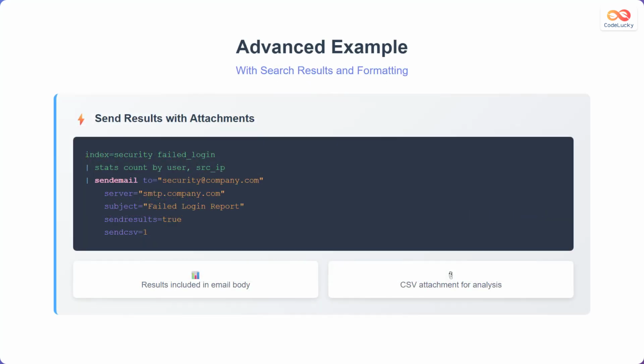Now let's look at a more advanced example that includes search results and file attachments. This search examines security logs for failed login attempts, aggregates the data by user and source IP address, then sends a comprehensive report. The search uses index equals security failed_login, followed by stats count by user src_IP, to create a summary table. The send email command then sends this data to the security team with sendresults equals true, to include the table in the email body, and sendcsv equals 1, to attach a CSV file for further analysis. This approach provides both immediate visibility and data for deeper investigation.